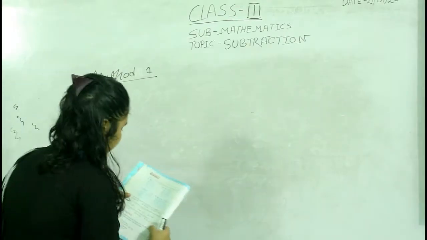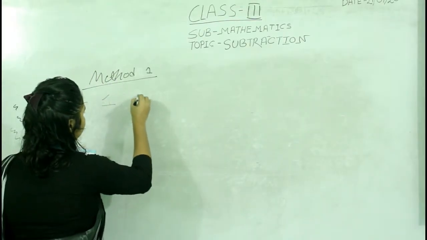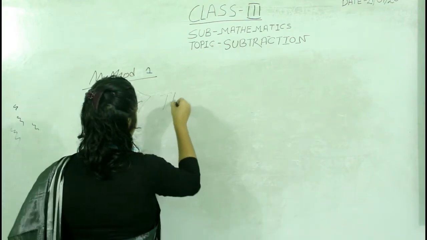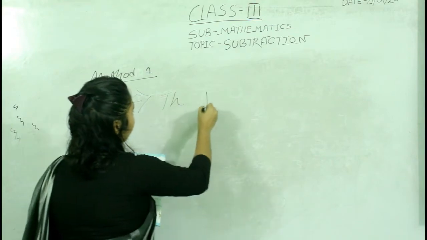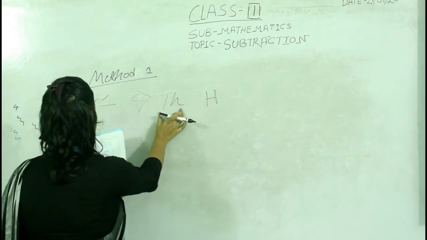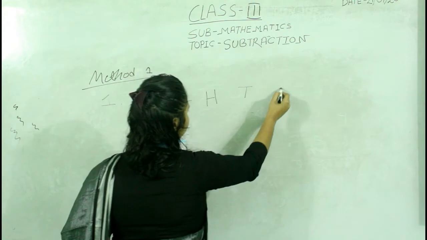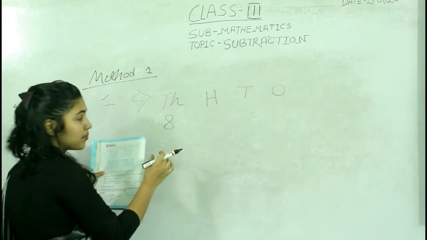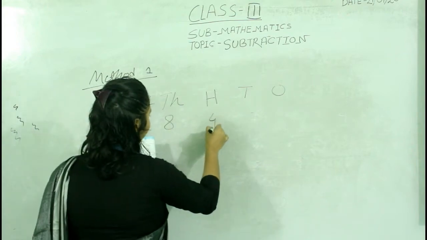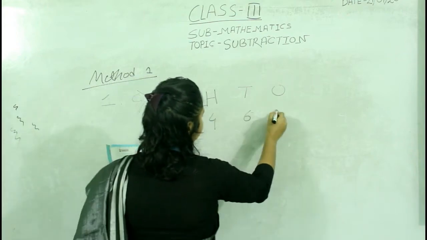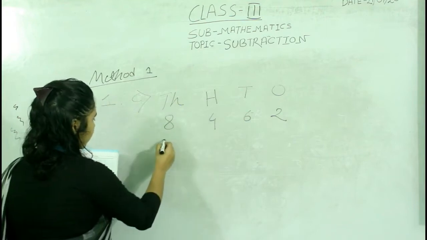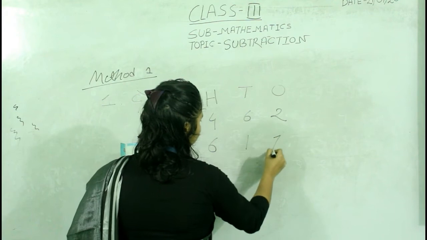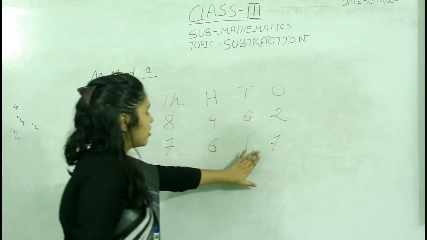Next, take another example. Suppose example C. Here we have up to thousands place: thousands, hundreds, tens, ones. Our bigger number is 8462, and the smaller number is 7617.